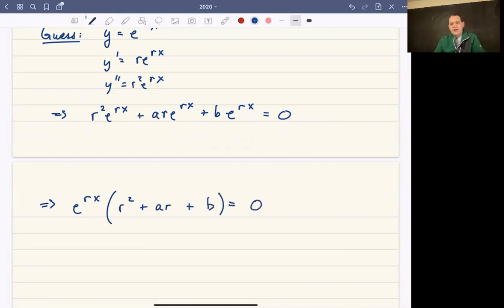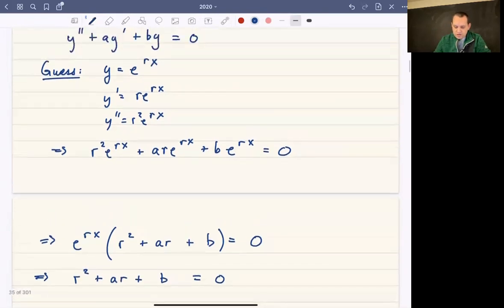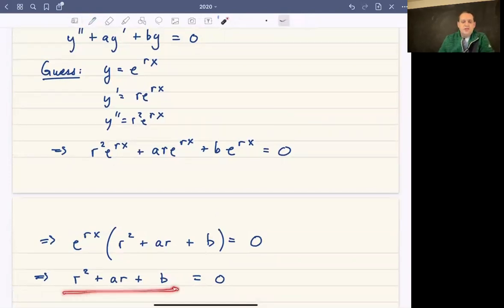If we divide both sides by e to the rx, by the way, we're allowed to do that because e to the rx is never 0. And so that leaves us with the equation r squared plus ar plus b equals 0. Sometimes that's called the characteristic equation of that differential equation. What this means now is that if we want to solve the differential equation, we've just transformed this into a high school algebra problem. You just have to figure out the solutions to this quadratic equation. This is quadratic in r. What are the solutions to that equation?